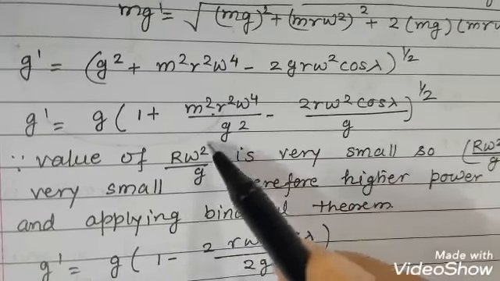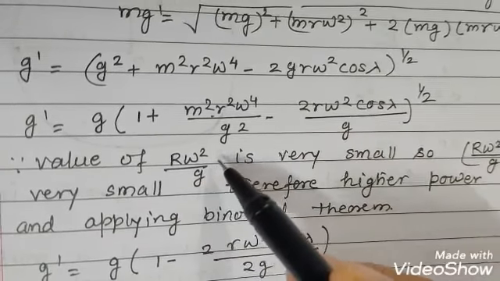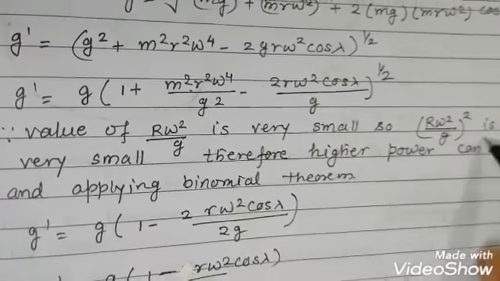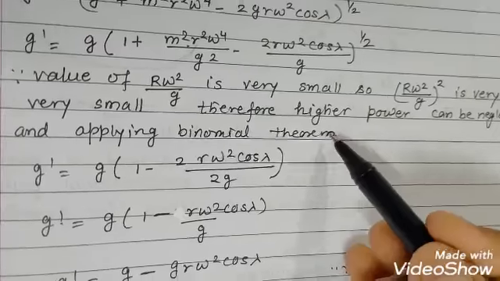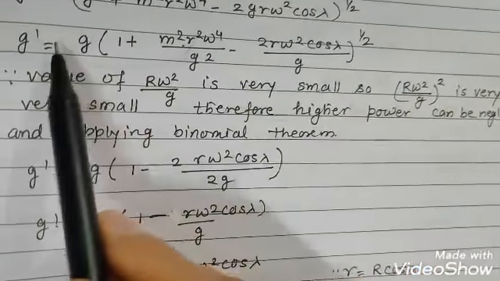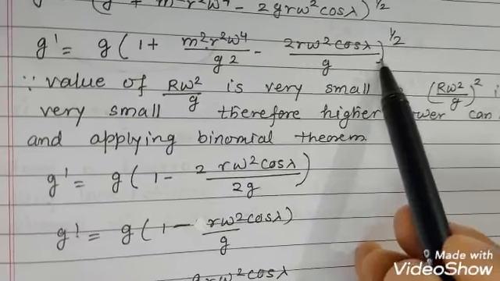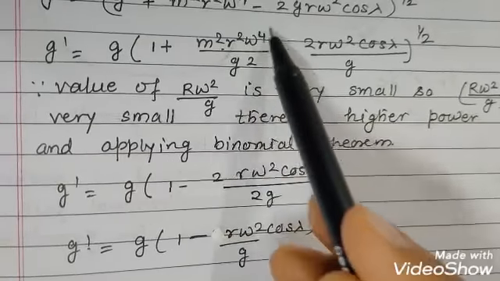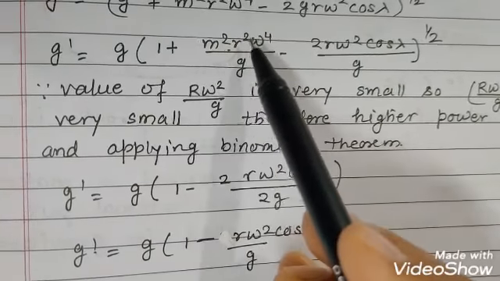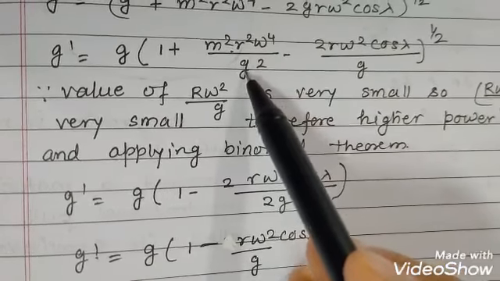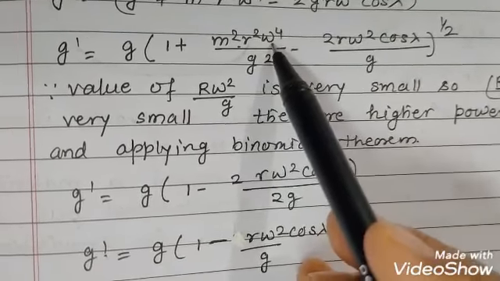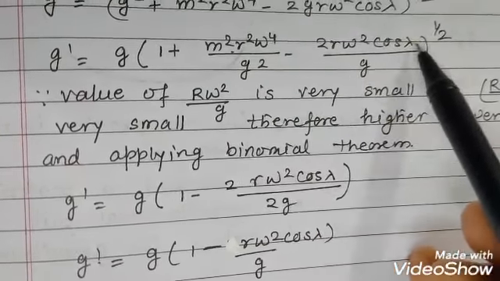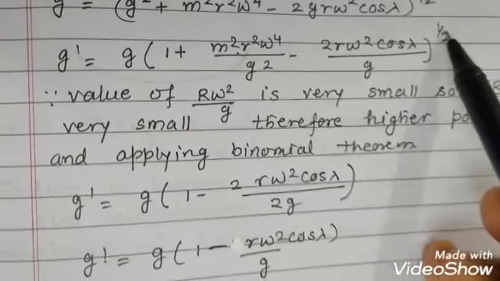very small. If you take higher powers of this quantity, like the square or cube, that will be even smaller. So the higher powers can be neglected, and in this equation we apply the binomial theorem. The higher term will be neglected, that is the second term, because it is the square of r omega square upon g. The remaining term is 1 minus 2r omega square cos lambda upon g, to the power 1 upon 2.